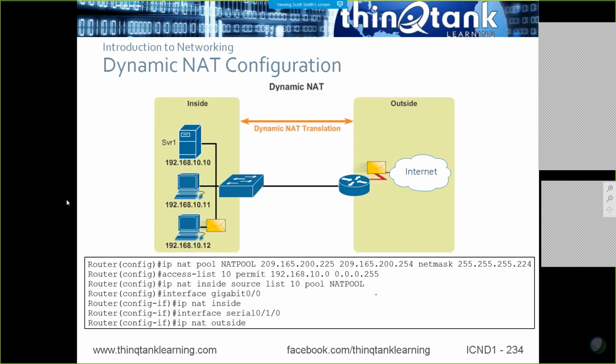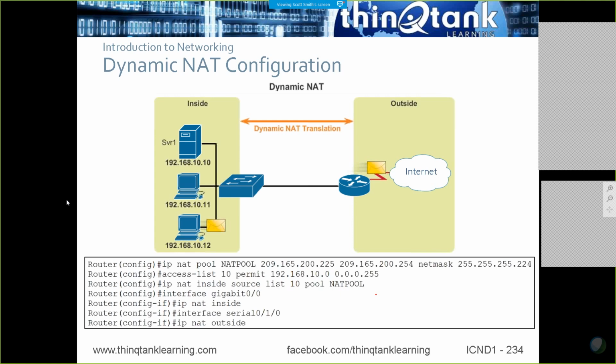How many people can go out to the internet? Whatever 225 to 254 is. Isn't that the range of addresses in the pool? The 10 has nothing to do with the number of hosts. That's the name of it. That's the access list number. Which is why they say source list 10. List means access list.